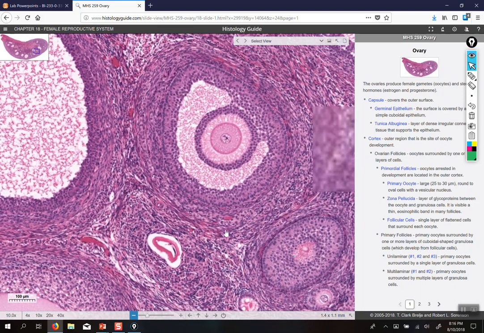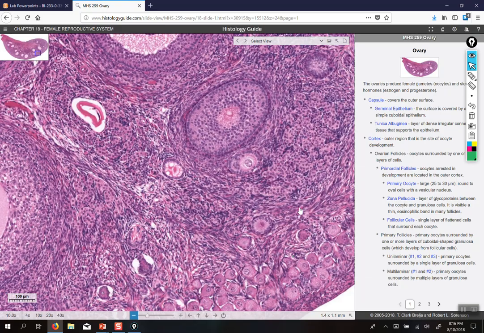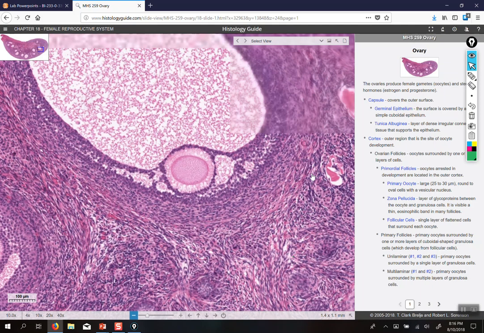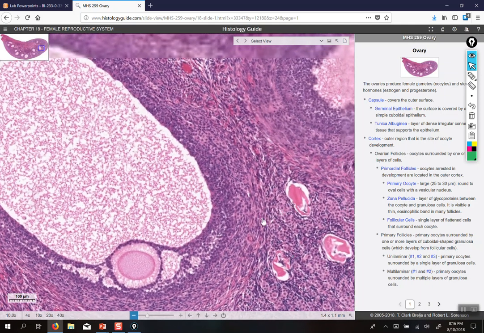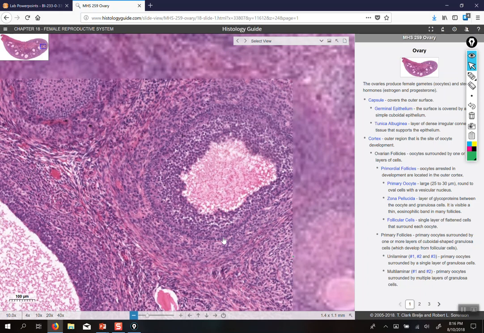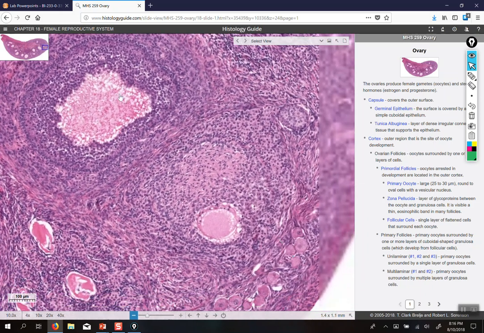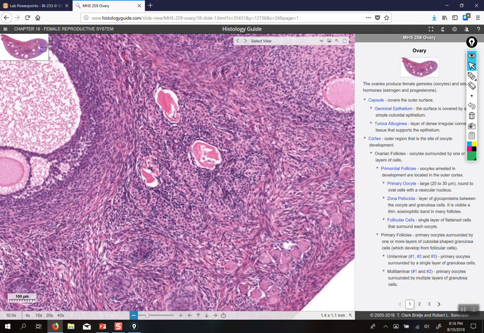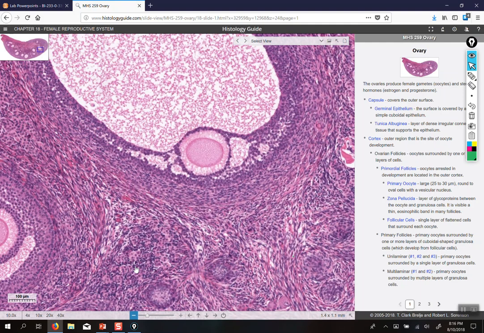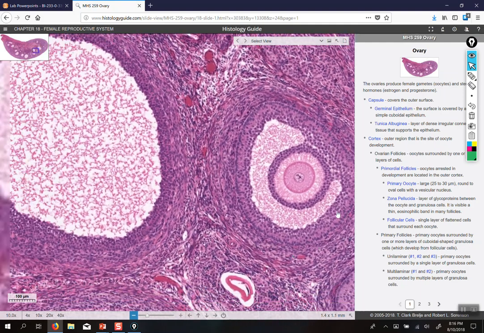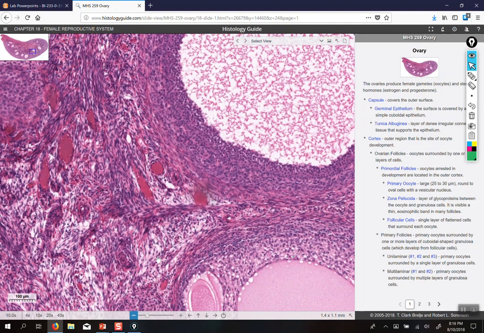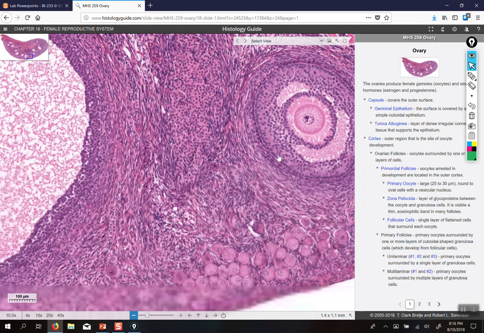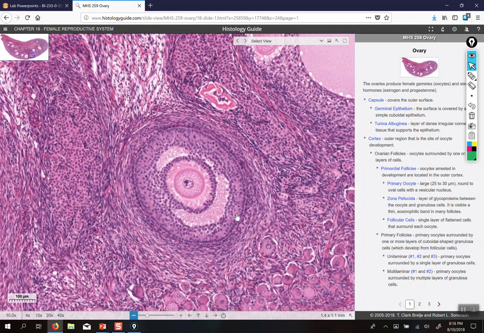Okay, so let's keep moving here. I want to find a nice primary follicle that is good and obvious. Trying to find one that's sort of demonstrative, you know? Need no antrum, because that's all secondary follicle territory. Come on, give me a primary. Well, let's stop here for a second, because this is a nice secondary follicle.